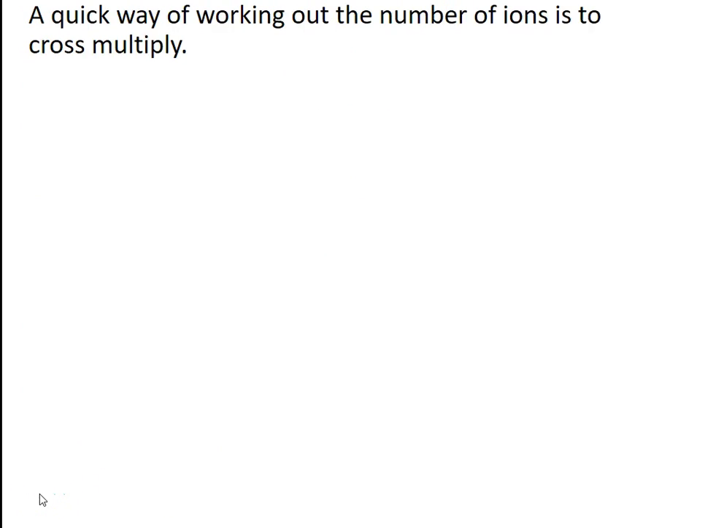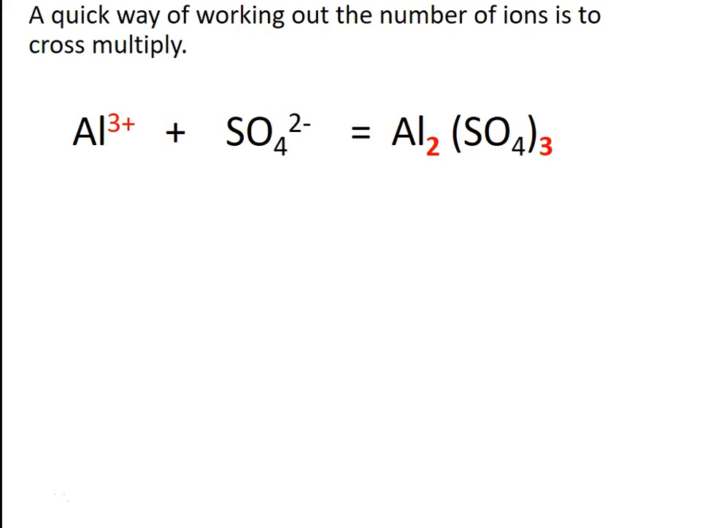Quick way of working out the number of ions is to cross the numbers over. So you've got 3 positives and 2 negatives. If you take the 3 on the other side of the brackets down the bottom of the sulfate and the 2 on the other side right across with the aluminium, so that you'll end up with 2 aluminium and 3 sulfate. So a quick way of doing it is to cross multiply.